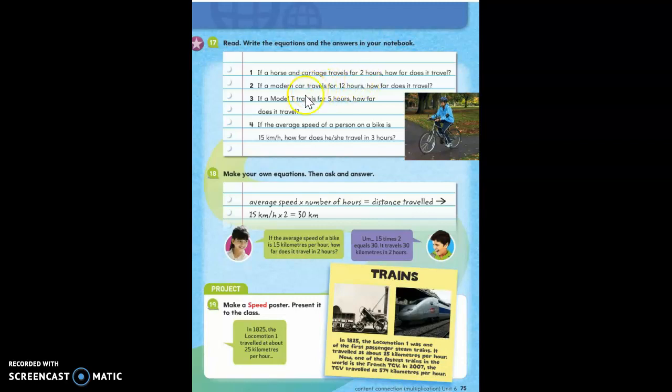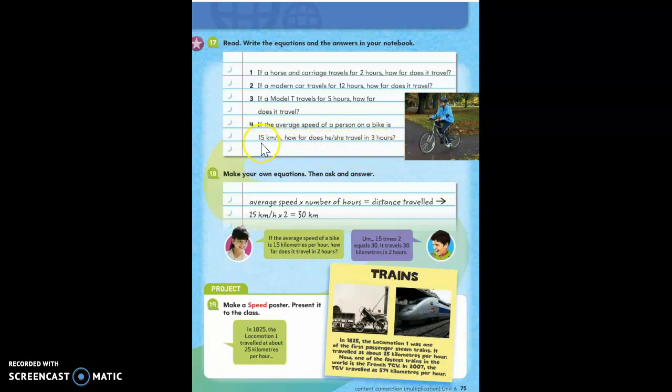We're going to skip question 1 and question 2 and question 3. We're going to look at question 4. Question 4 talks about the speed of a person on a bike. If the speed of a person on a bike is 15 kilometres per hour, how far does he or she travel in 3 hours? Okay, remember we need to do the average speed times the number of hours.